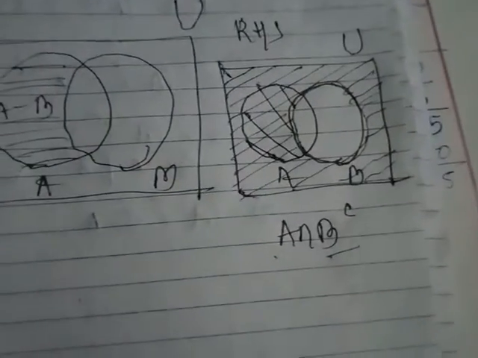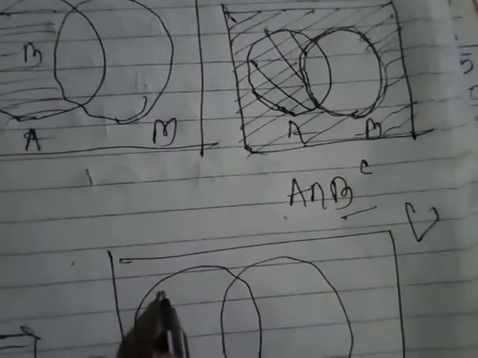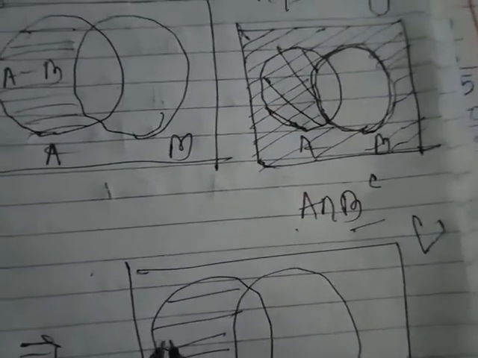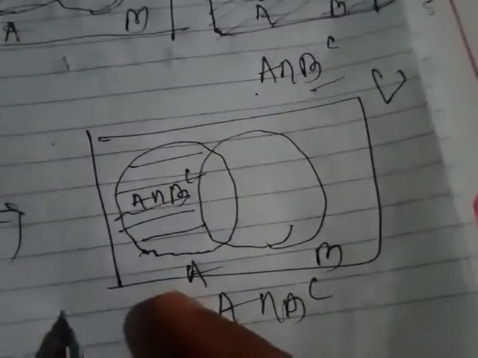Okay. If you draw again this diagram, you see, modify this diagram. This is the A set and B set. This is the universal set. You see this area is what? A intersection. You see carefully. And this area is A intersection B complement. Okay. And this is the A intersection B complement. This is the RHS.